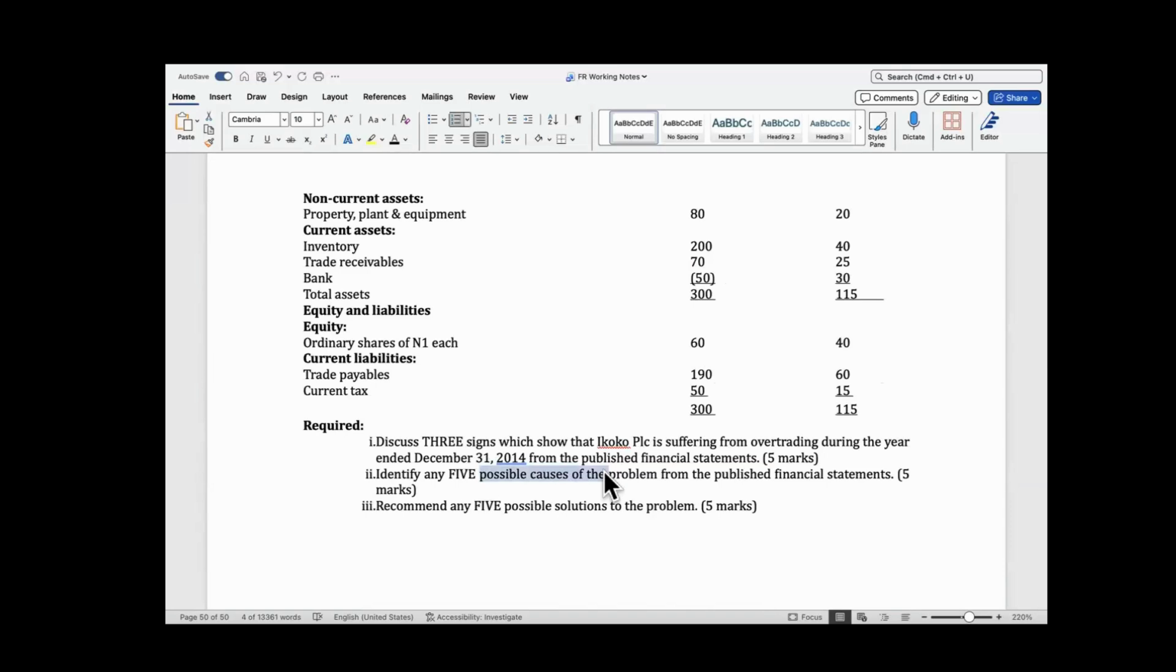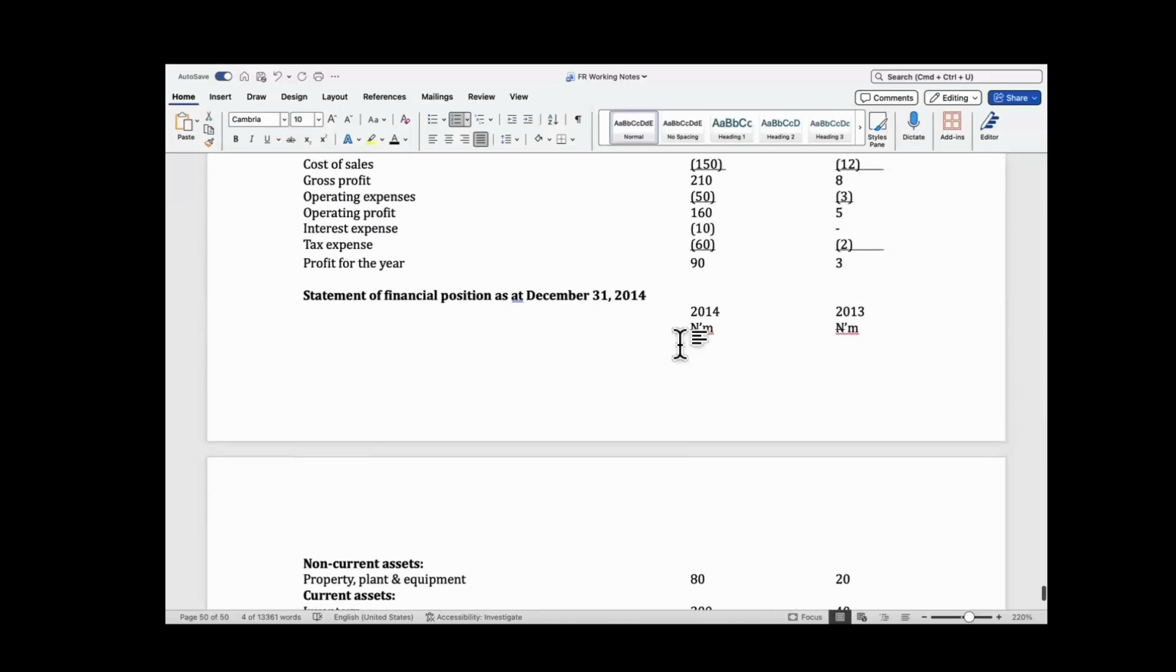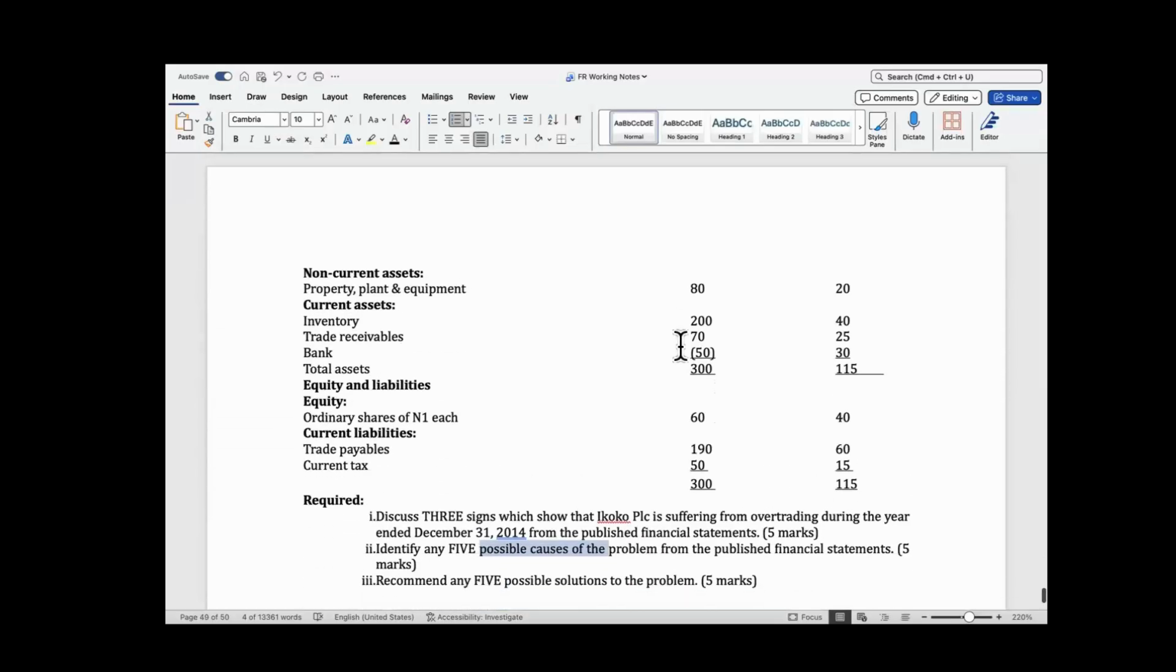What usually causes it? So number one cause is excessive borrowing. When a company does excessive borrowing, when you're borrowing too much to finance your operations, it becomes a problem. From here, if he was doing long-term borrowing, it's still okay, but he's doing a lot of short-term, so he's relying heavily on trade payables and bank overdrafts. So it's one of the major causes of overtrading.